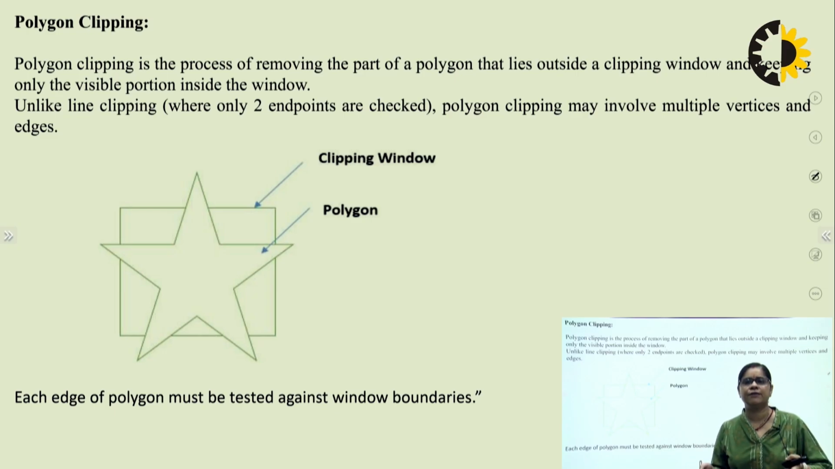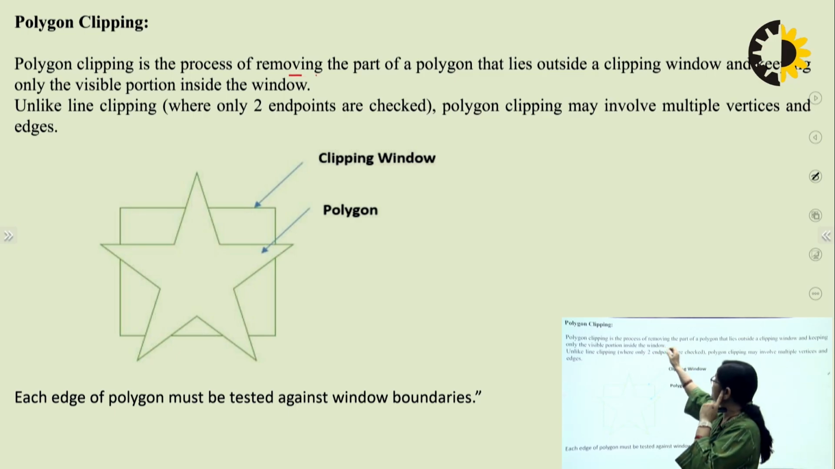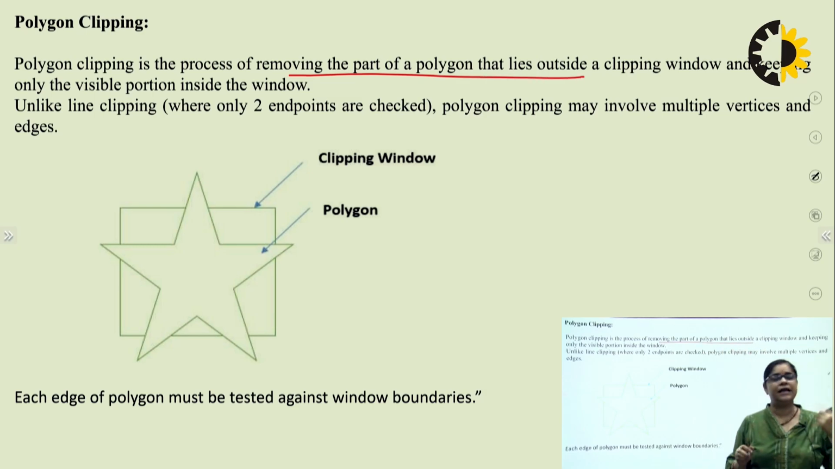Now, when we are talking about polygon clipping, it means that polygon clipping is a process of removing the parts of the polygon that lie outside of the window. We already know what you mean by the window and the viewport, so I'm not going to discuss that, but here I'm just saying that polygon clipping is a process of removing the part of the polygon that lies outside the clipping window and keeping only the visible portion inside the clipping window, right?